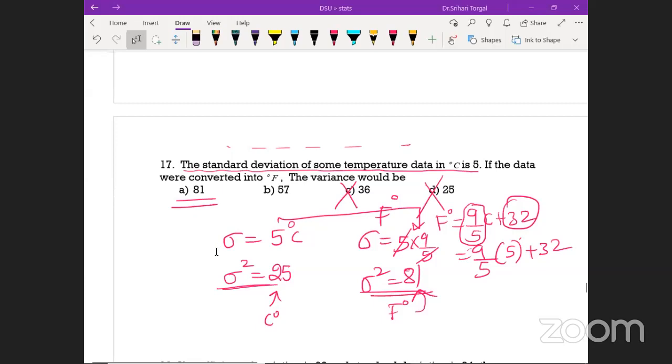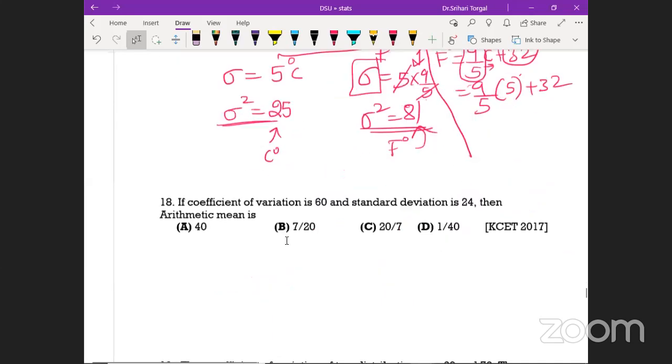I think all of you understood how this has to be calculated. If you add 32, then there is no problem. Since it is multiplying, I have multiplied this sigma, that is standard deviation, by 9 by 5. I got sigma as 9. But I want the variance, so sigma square is 81. Good.